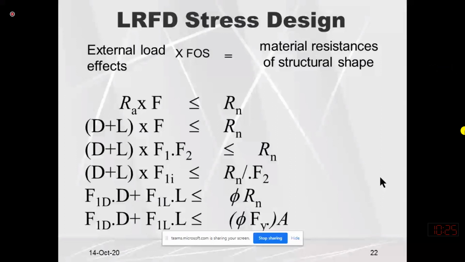So I was just explaining that in ASD, actually we are having a single factor of safety. And the factor of safety we bring on the right hand side, and resistance of structural shape is divided by factor of safety. So as you know that we represent the load effect by a variable RA, and a material resistance is represented by Rn. And here I'm simply representing the factor of safety by F.